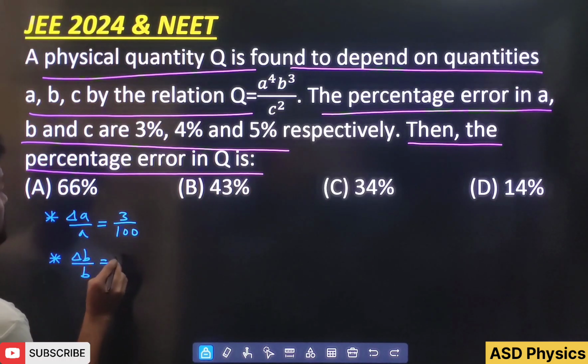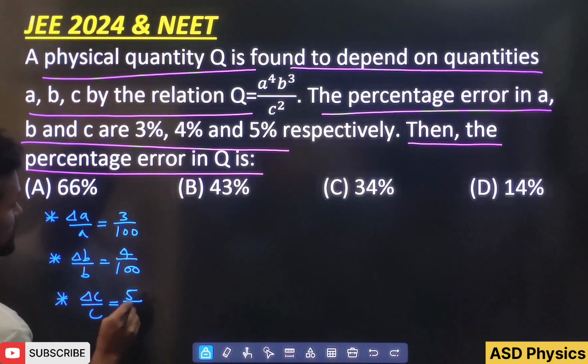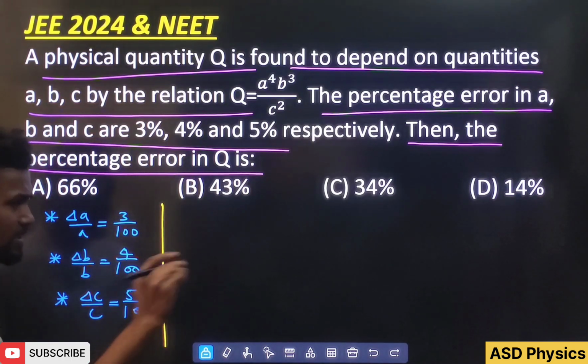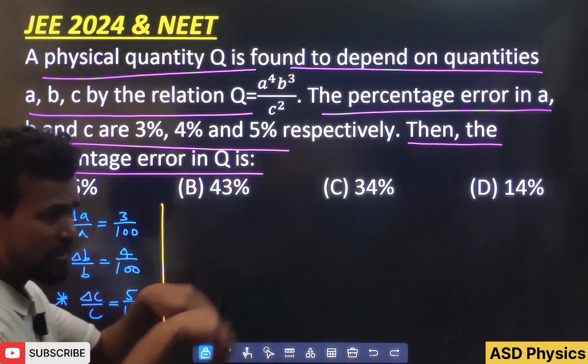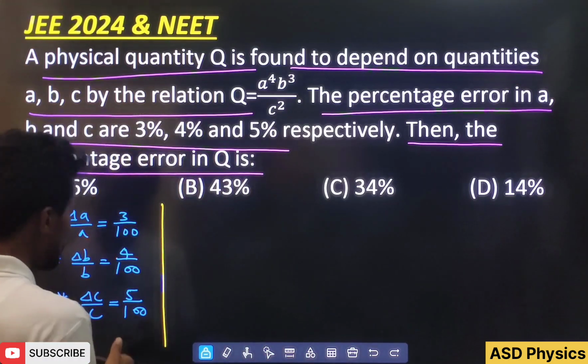We are solving in a very basic way. 4 by 100. Similarly, error in C, how much is there? Delta C by C, it is given here 5%. That means 5 by 100. Later, when we take the percentage, this 100 will be cancelled by the into 100. But anyhow, we are going with the basic. So this thing we have got here.